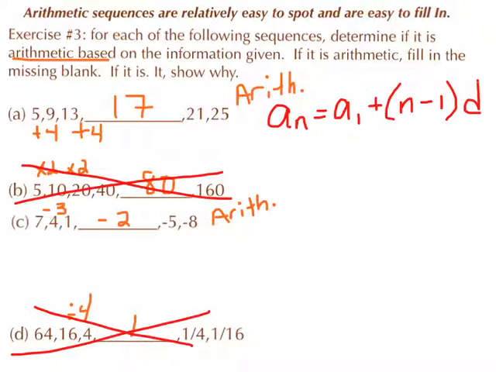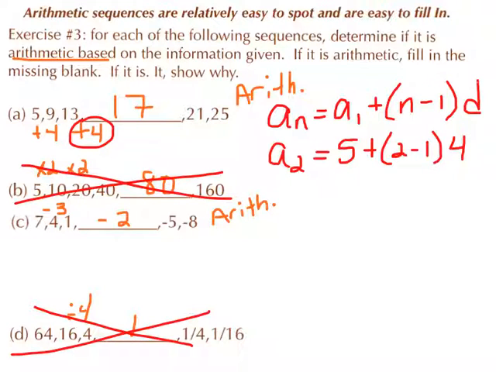So let's look at A and let's put this to work real quick. A sub n, I'm going to look for 2. So I'm going to look for a sub 2, which equals a sub 1, which is 5, plus 2 minus 1 times d. My d is going to give me 4. That's my pattern change. 2 minus 1 is 1, times 4, plus 5. A sub 2, 4 times 1 is 4, plus 5 gives me 9. A sub 2 is 9. Is a sub 2 9? Yes, it is. So therefore, that's how the arithmetic formula works.